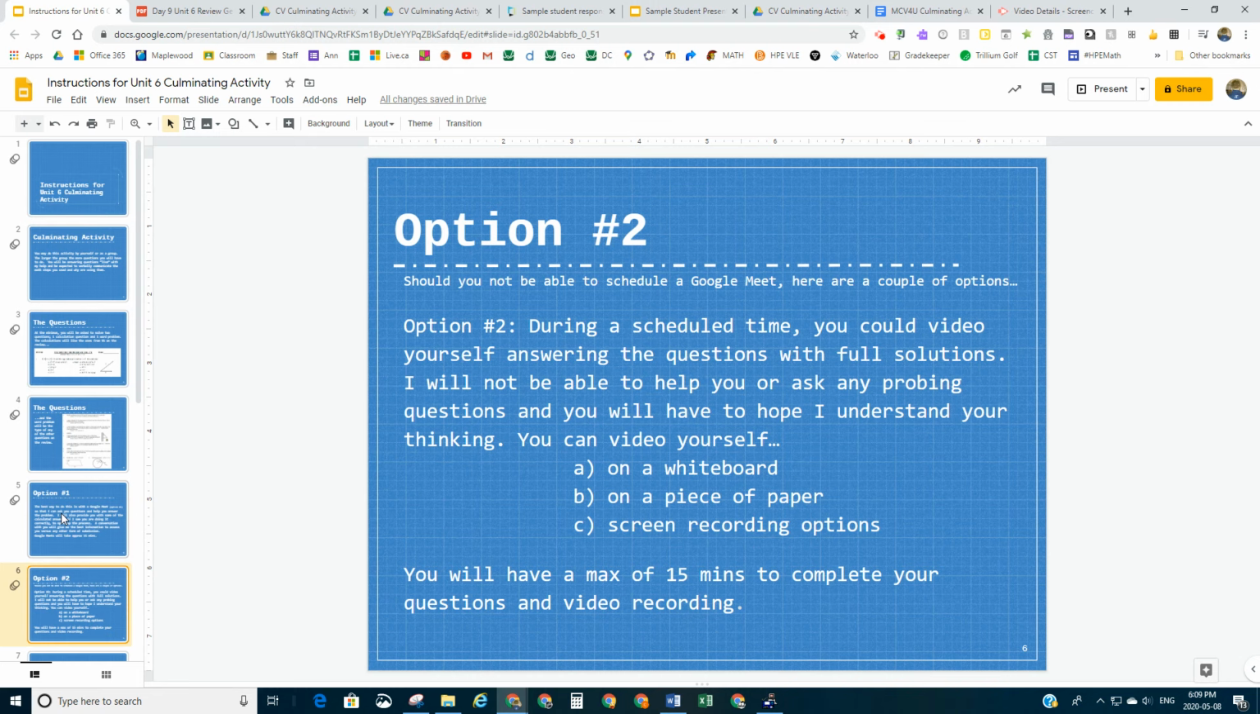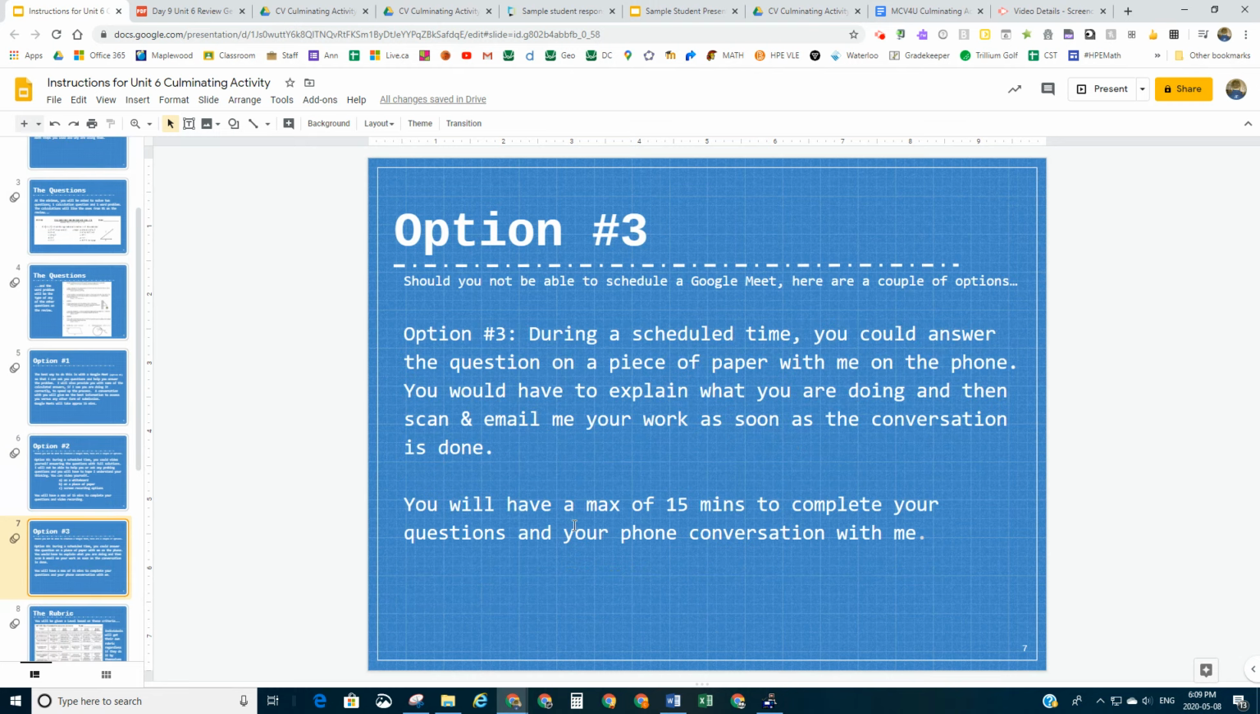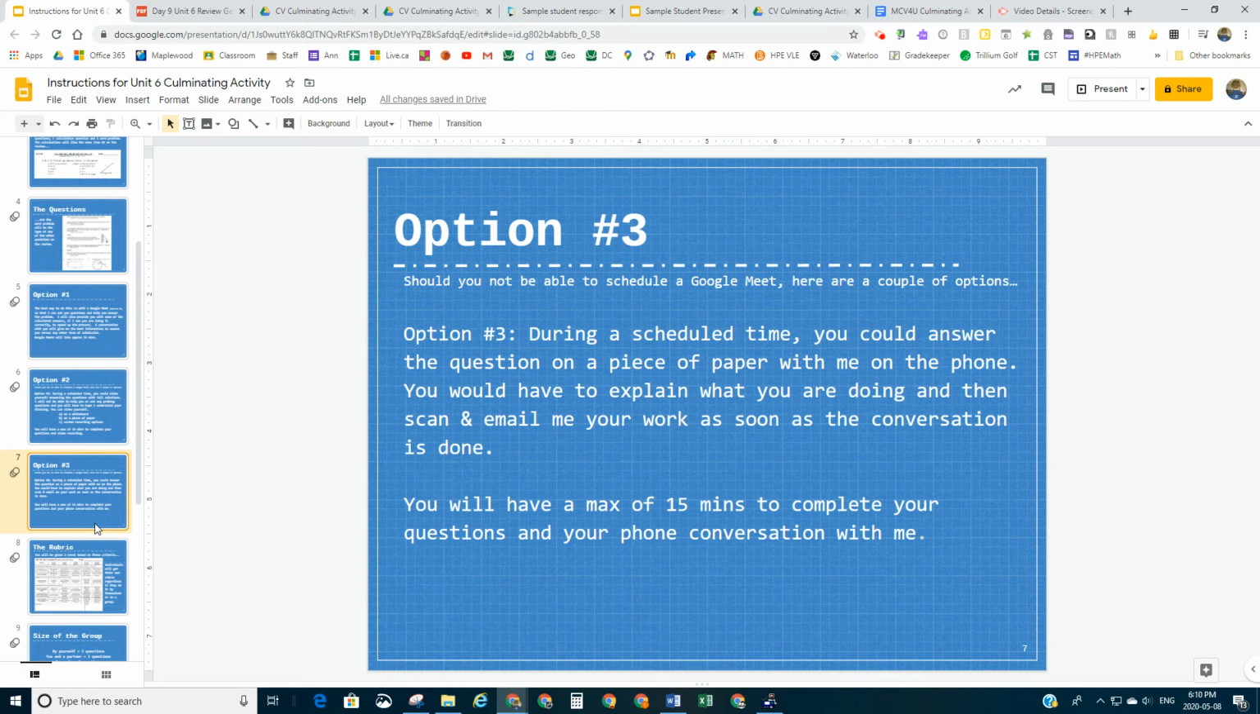do a Google Meet. But if neither of those work, option 3 would be, during a scheduled time, you would answer the question just on a piece of paper with me on the phone. So you could tell me what you're doing. I, again, could help you through the question. You would just be writing out the answers there. And at the end of our conversation, I'll have a pretty good idea where you're at. Then you would just scan the work and send it in to me afterwards. Okay? But with all of these, I'm really hoping to stick to that 15-minute time frame, just for you to see how you're doing and be able to answer the question.